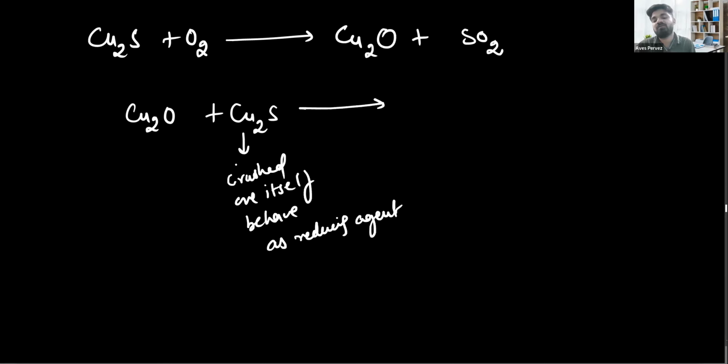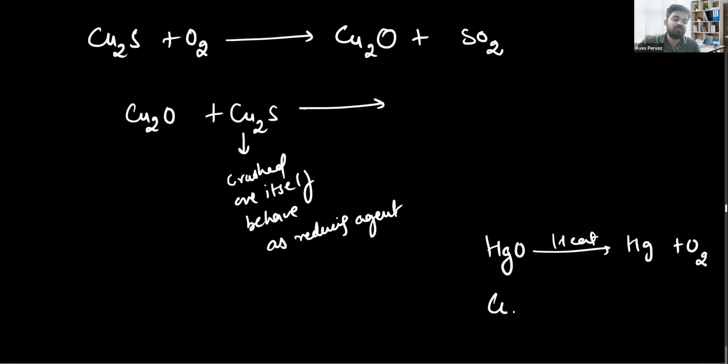It means if you go to the market and bring HgO from somewhere and heat it, it will get converted into Hg plus O2. But if you have Cu2O and you heat it, you require some agent. You cannot convert this into Cu plus O2. You require some agent, and that can be carbon or some other stuff. But here crushed ore itself behaves as a reducing agent, so it will get converted into Cu plus SO2.